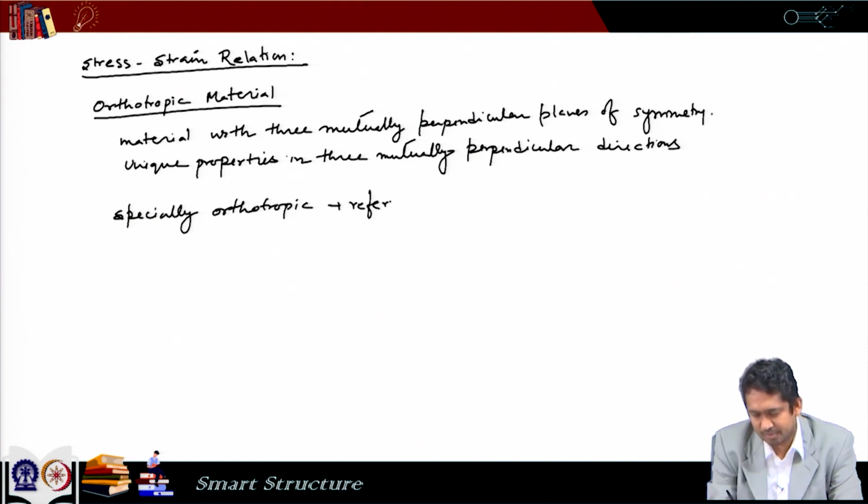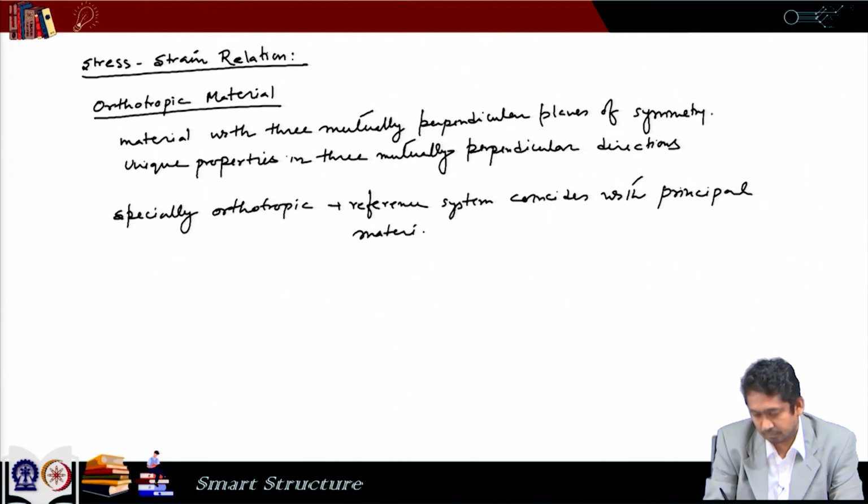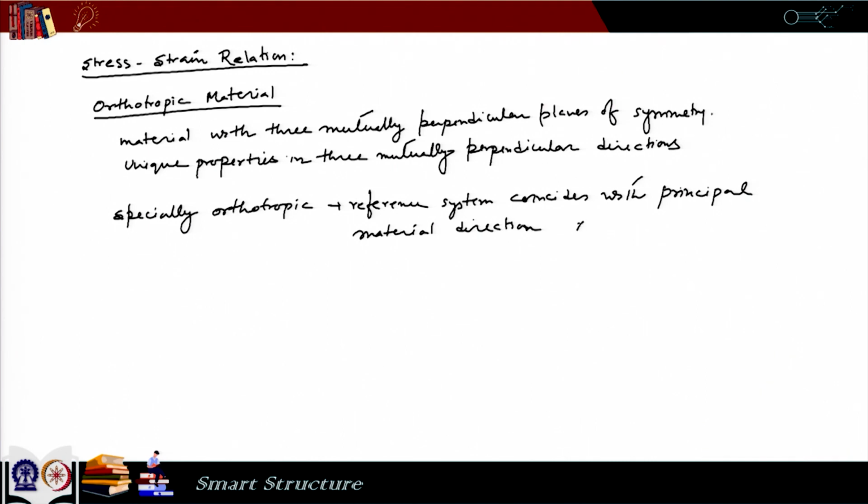where the reference system, which means the axis system, coincides with the principal material direction. So, x y z coincides with 1 2 3. And we will see that when it is specially orthotropic, some of the couplings do not exist. We will see that later on.